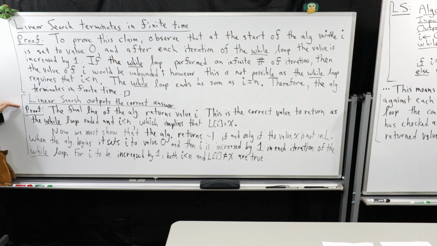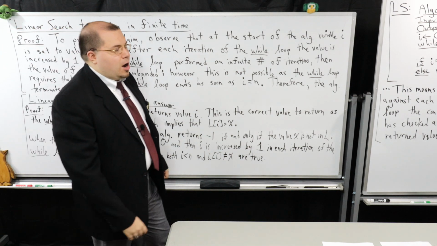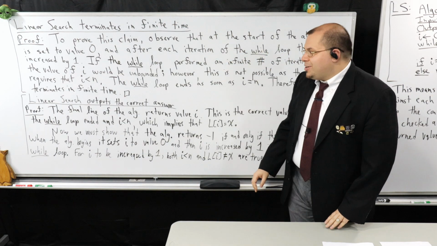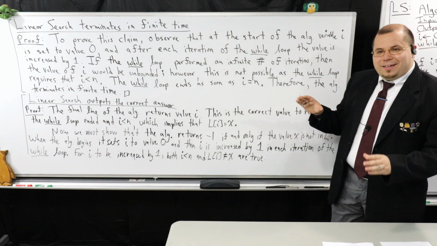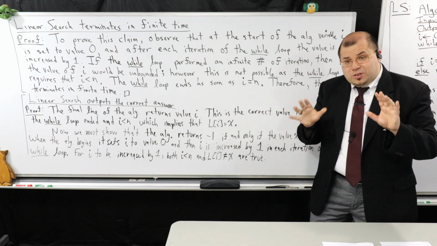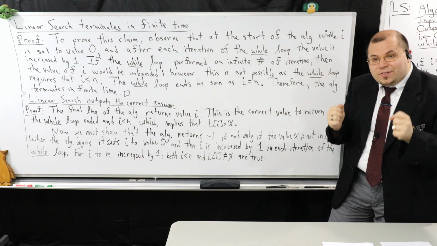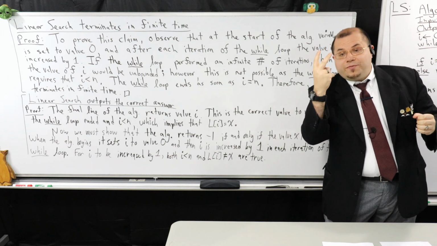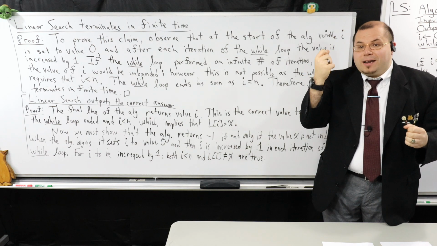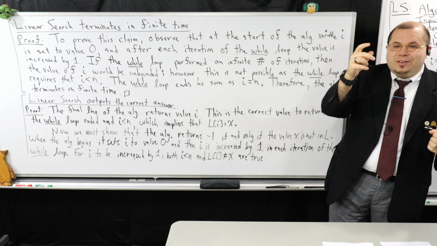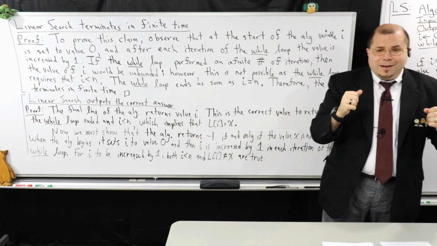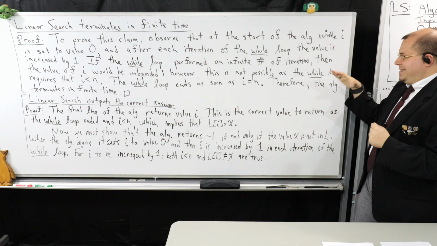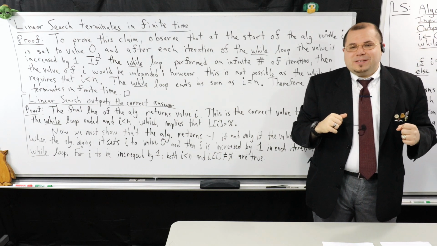But how about this claim? The one about proving the correct output. I want to make sure I go through this one a little bit more carefully because it's relying on that observation I made. If it terminates in finite time, that means that it's going to return in one of two spots. It's either going to be that i is equal to n, and it returns what? It returns -1. Sorry, I'm getting really excited about this. Or it returns the position i.